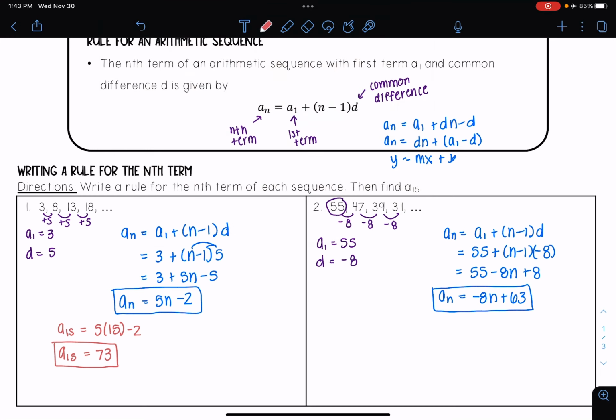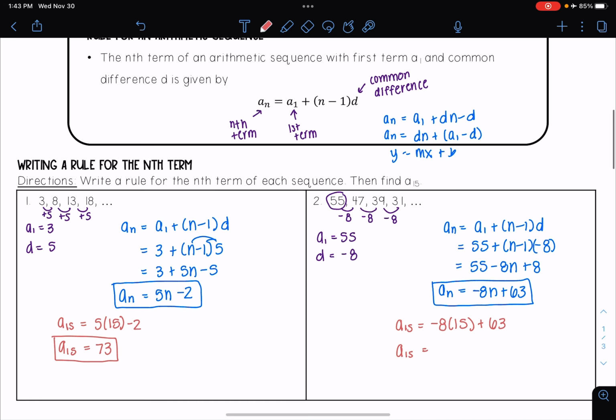And then lastly, I want to find a15. So instead of n, I'm going to replace that with 15. So I have negative 8 times 15 plus 63. And when I simplify that out, I get negative 57.